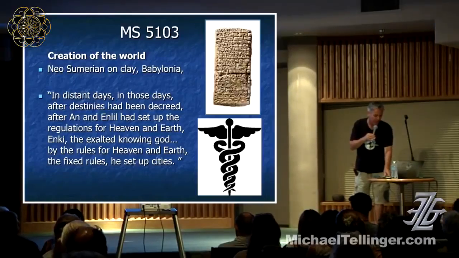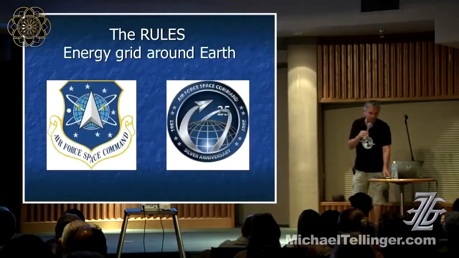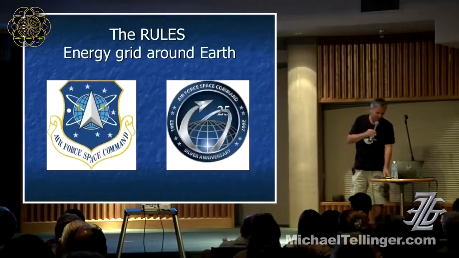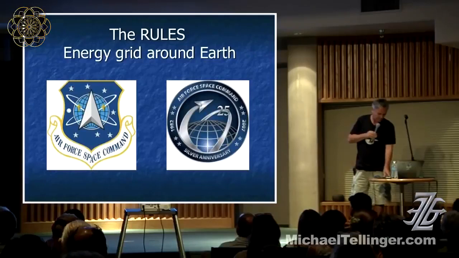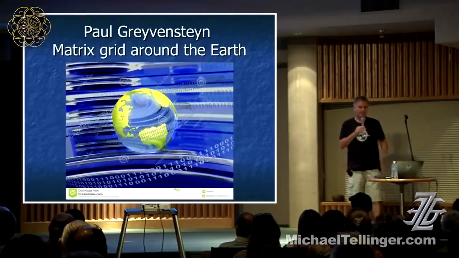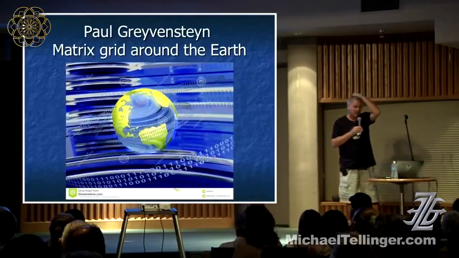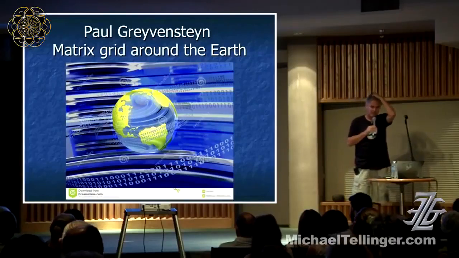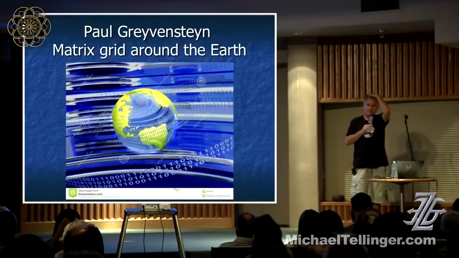And here we have the same rules. Read there. It says, the fixed rules, by the rules for heaven and earth, the fixed rules, they set up the cities. And here we have the fixed rules in the sky on the military and Air Force logos. And my friend Paul Gravenstein in South Africa, who's a remarkable guy, but we don't have time for me to talk about him, he actually measured these rules or these energy grids in the sky.